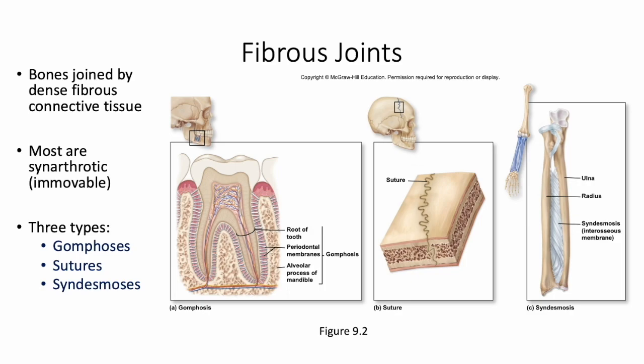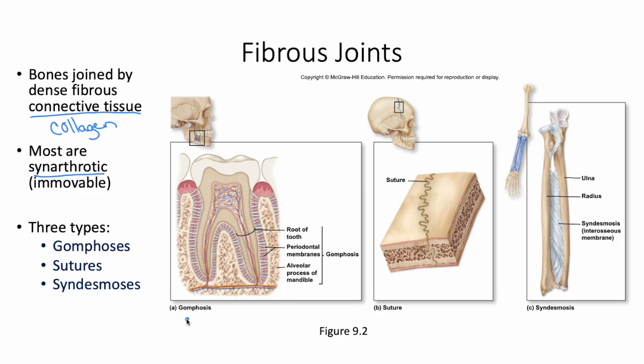Let's start with fibrous joints. Fibrous joints are connected by dense fibrous connective tissue. So collagen. And that's it. Nothing else. Again, most of them are synarthrotic. I'll give you one exception as we go. And there's 3 different types that you can find in the body.